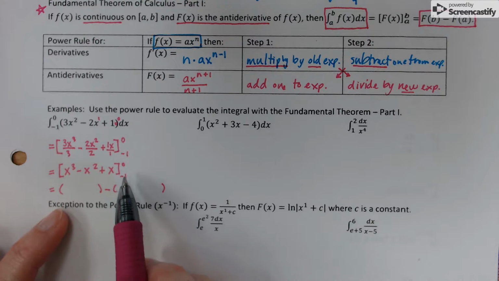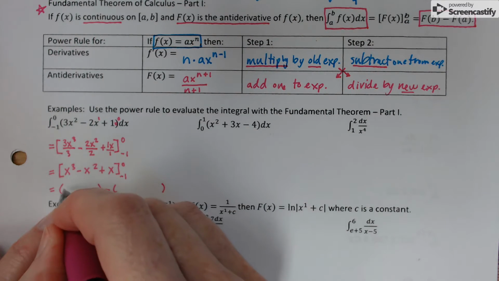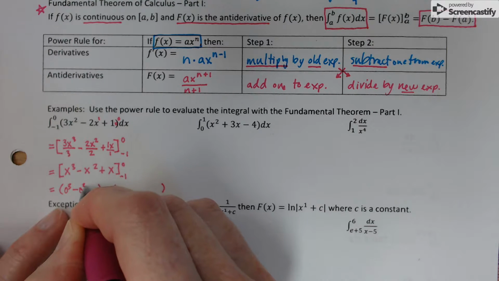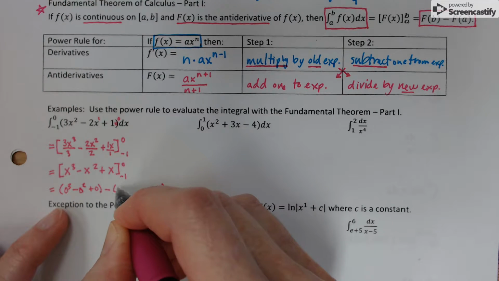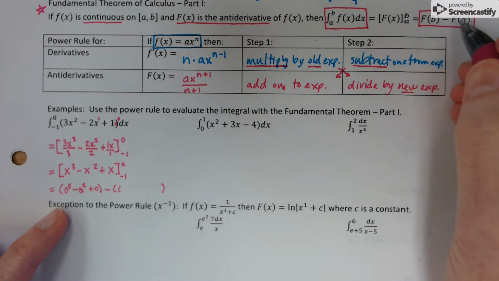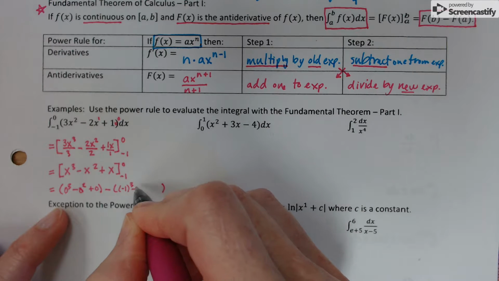We're going to evaluate that from -1 to 0. And we always start by plugging in our upper limit first. So each time you see that x, you'll put a 0. And then you're going to subtract, because it's f of b minus f of a. And then insert a -1 for each x value.